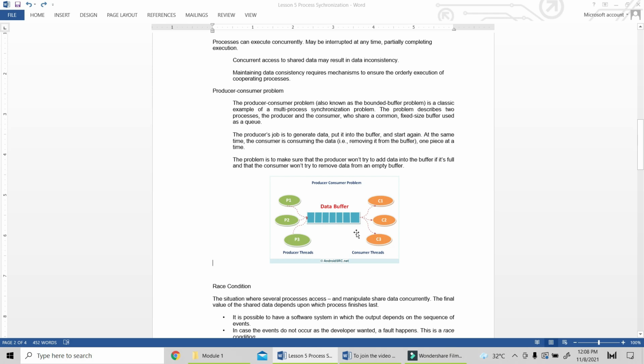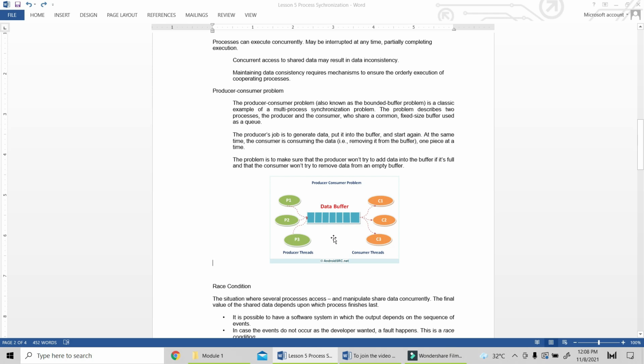And the number two problem is when the consumer cannot remove data when the buffer is empty, or is not allowed to remove any data from the buffer, because there's no data after all that were being inserted in the buffer.